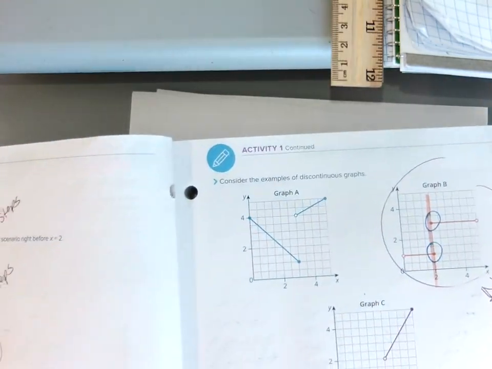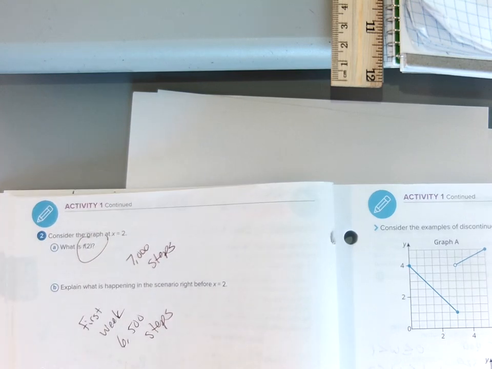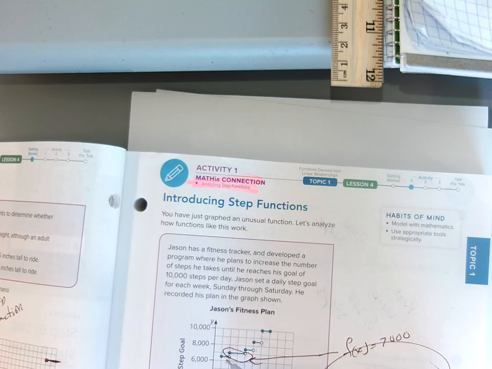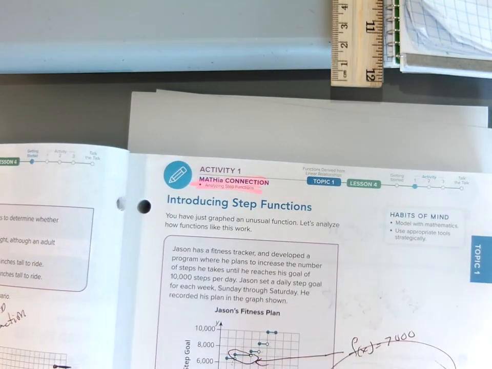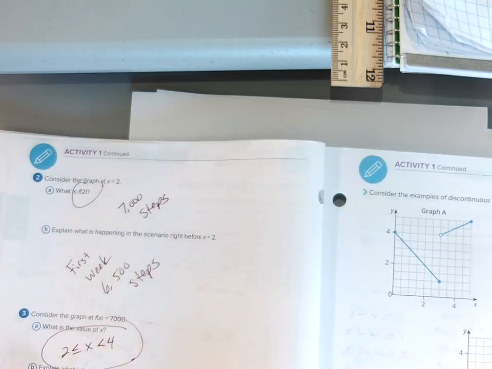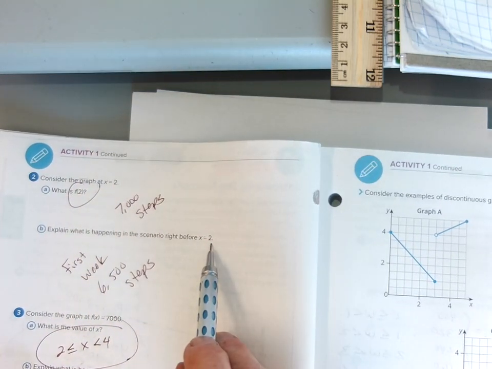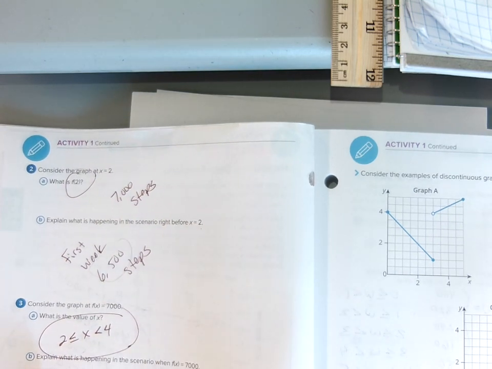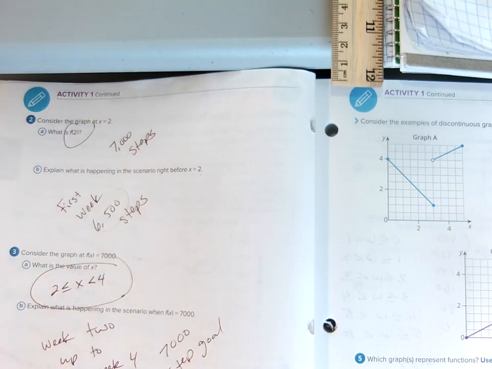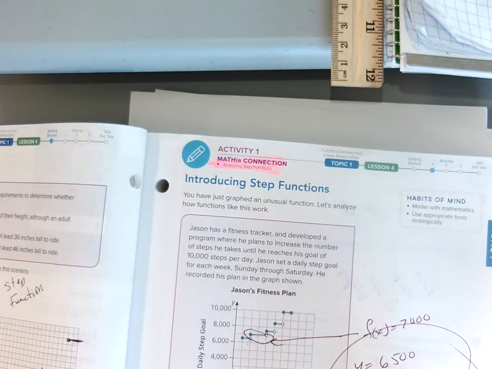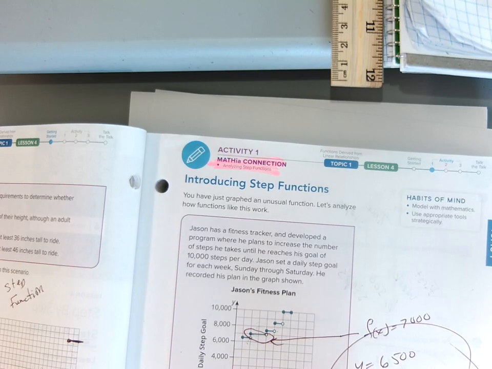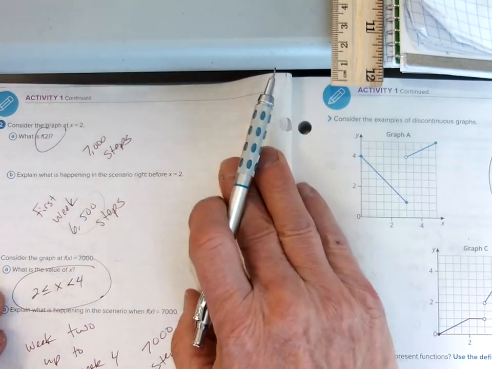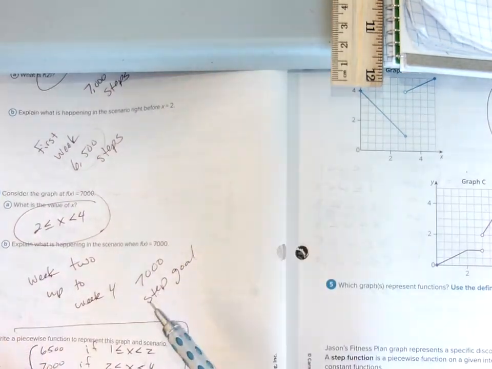Then we turn the page and we said, okay, what does f of 2 mean? So f of 2 is 7,000, sorry, 7,000. Then we looked at prior to week 2, you're on your first week, and your goal is 6,500 steps. At 7,000, 7,000 is accomplished between week 2 and week 4. We can see that. And then finally, what happens at 7,000, that's week 2 to week 4, okay?